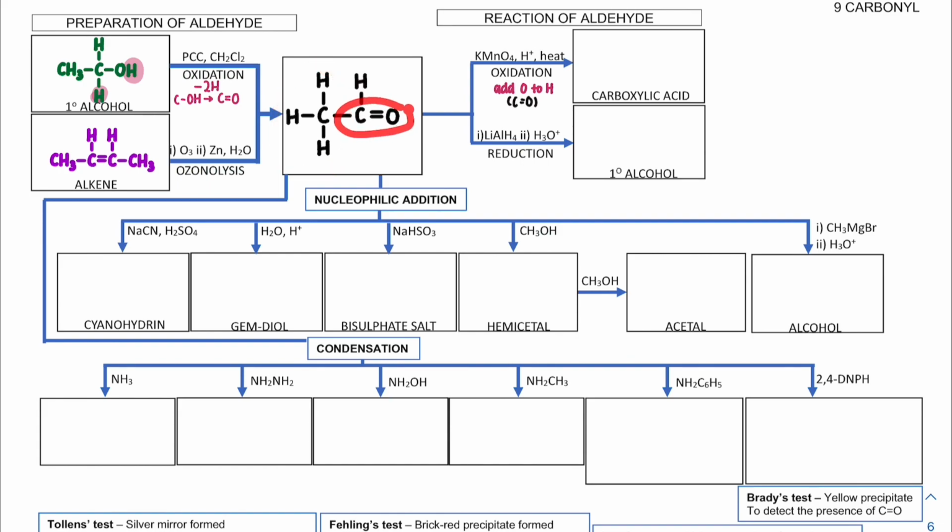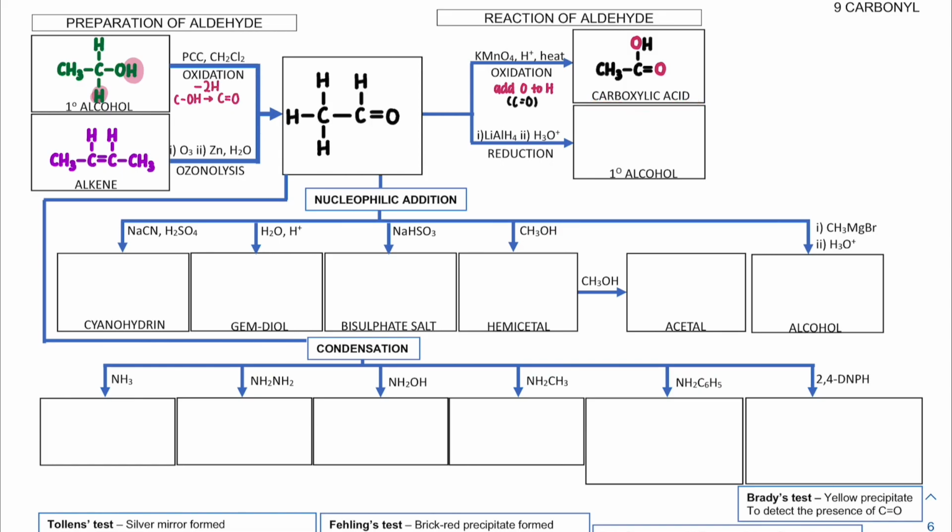This one is the same too. The difference is that this one will become OH. It's just one step: add oxygen to the hydrogen. Oxidation, we add oxygen. Okay, so that's the first one. So on the same carbon, we have double bond O and we have OH. That is our carboxylic acid.